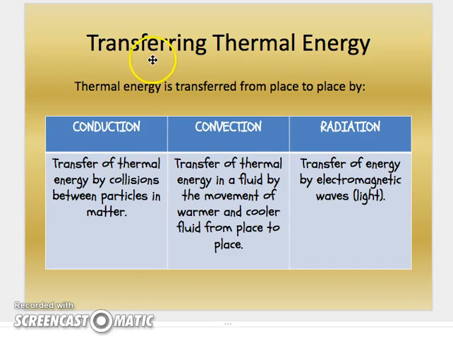Okay, transferring thermal energy or heat energy. Energy is transferred from place to place by these three methods: conduction, convection, and radiation. So if we take a look at conduction, conduction is a transfer of thermal energy by collisions between particles in matter. Well, isn't that special? That doesn't mean a whole lot, does it? But how conduction works is by direct contact.